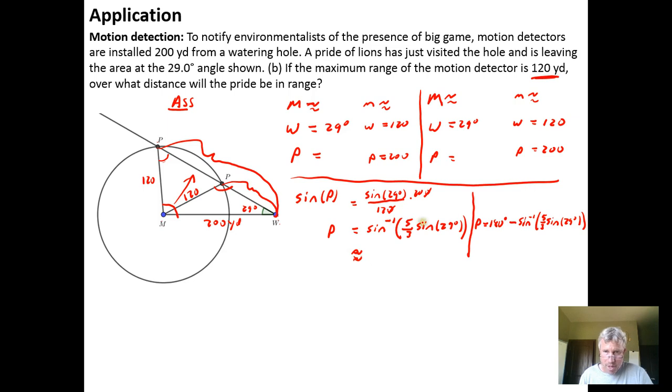So first we approximate this angle, which I hope I did ahead of time. The sine inverse of 5/3 times the sine of 29 degrees gave us an angle. I'm going to just do it to the nearest degree. This is 54 degrees to the nearest degree.